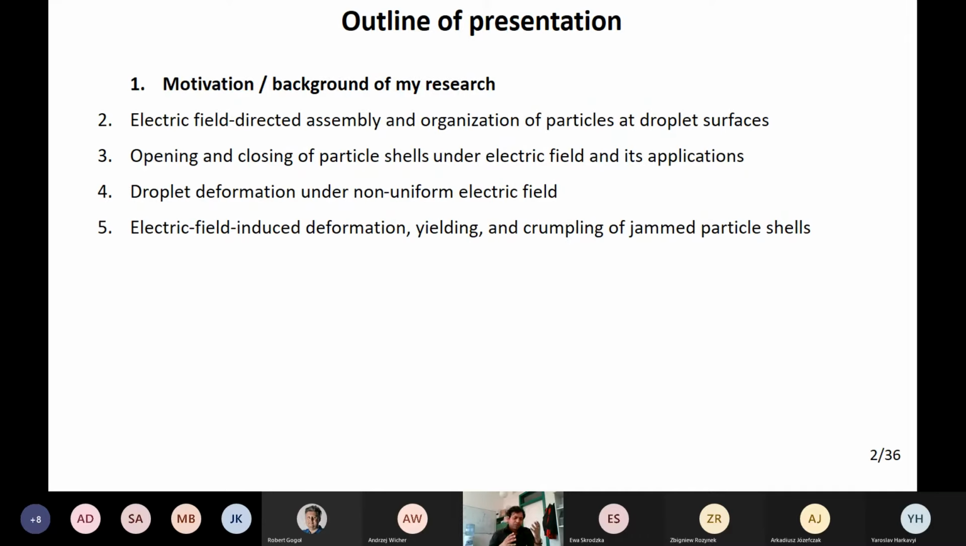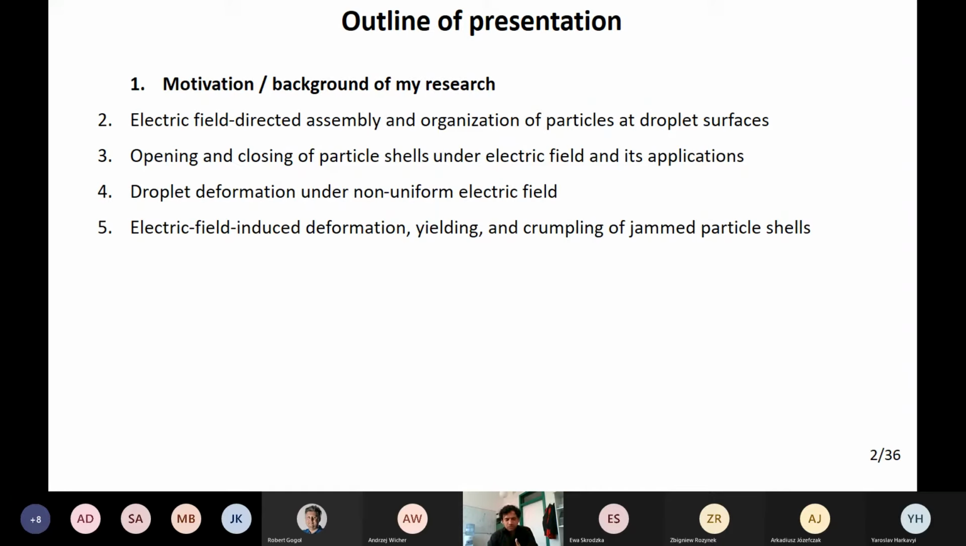So before going to the main slides, I want to give an overview of which type of system we are using. We are using a three-phase system in which we use castor oil, silicon oil, and solid particles. Basically, we make a silicon oil droplet in castor oil, and the solid particles adsorb at the droplet interface, and we apply the electric field and study the mechanical and rheological properties.